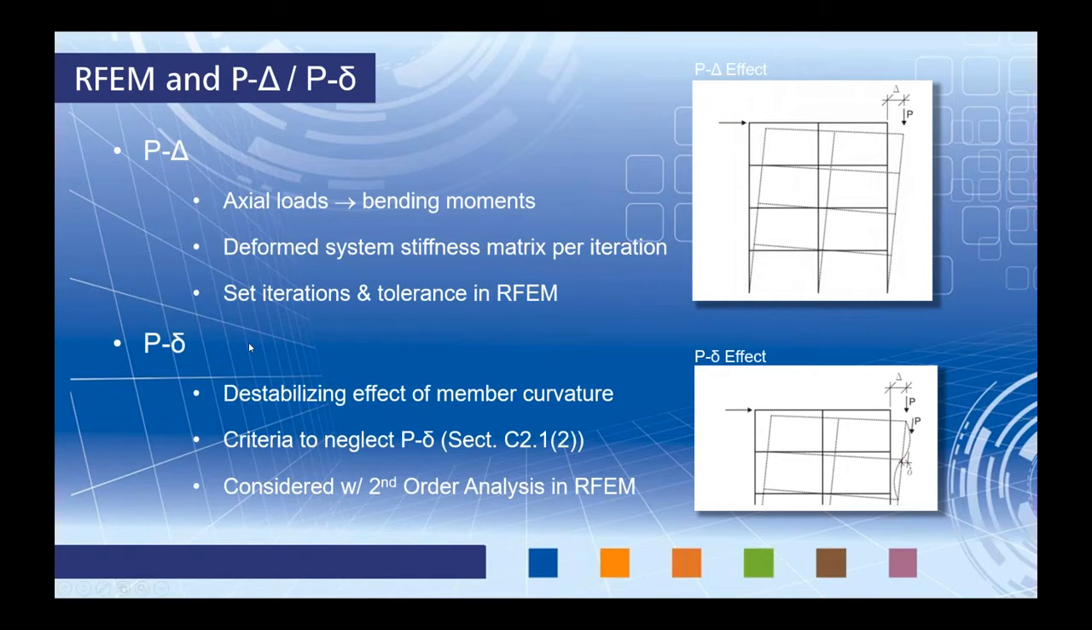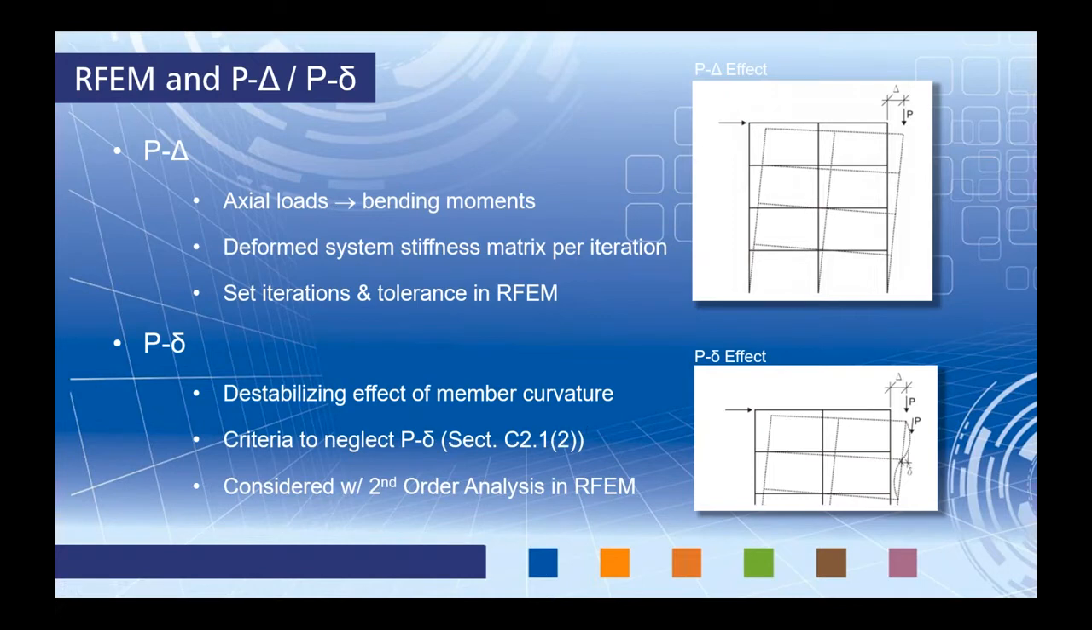P little delta. This we may not be as familiar with. P little delta is a destabilizing effect of member curvature. Again, we can take a look at this picture to view what P little delta actually entails, and it's taking into account the smaller deformation along the member's curvature. Now there is criteria in the code under section C2.1.2 that we can neglect P little delta.